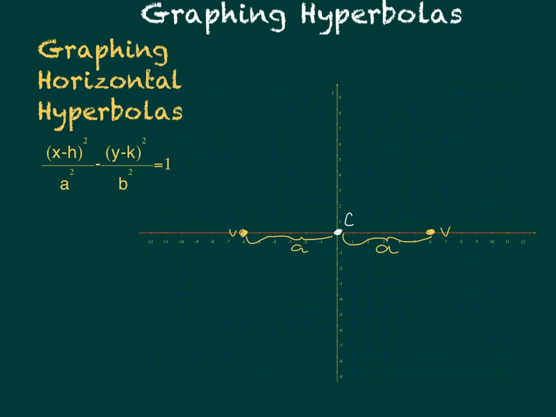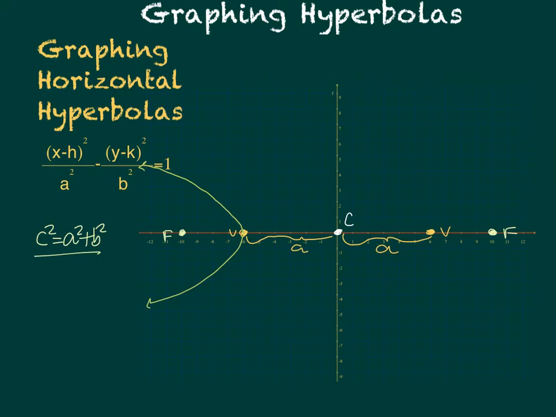And then we have our focus points, which are going to be further in, depending on what our c is. We just have to remember that c squared equals a squared plus b squared. So that's how we find our focus points. And then the b will help us to draw our asymptotes, so we'll do that in a minute. But the next thing we want to do is draw our curves. They look like parabolas, and they're just going to kind of go out.